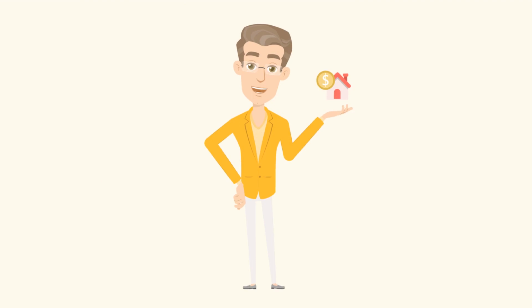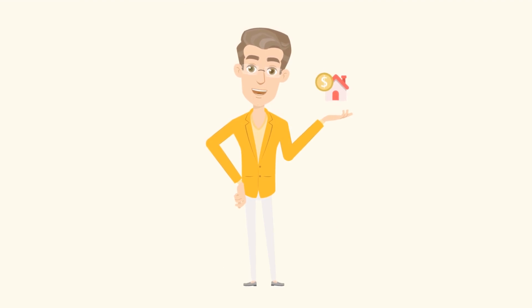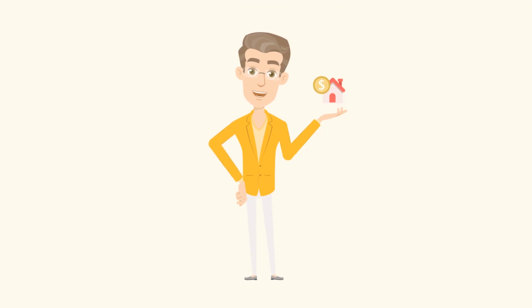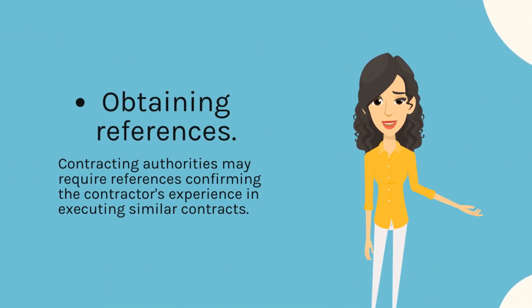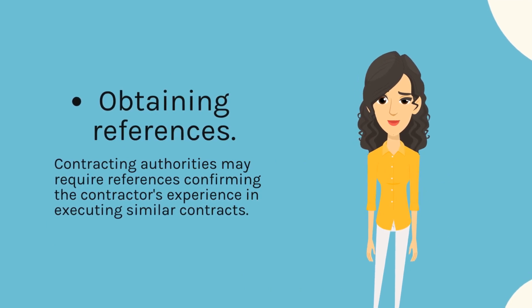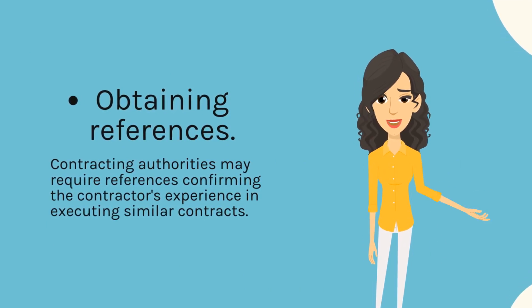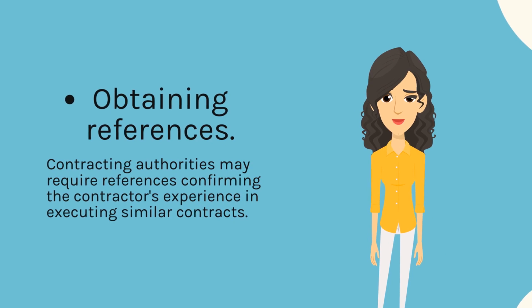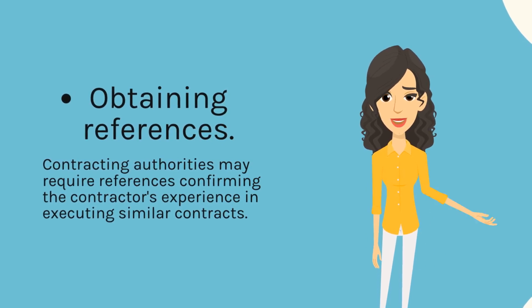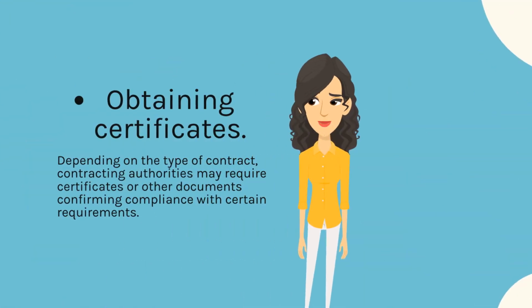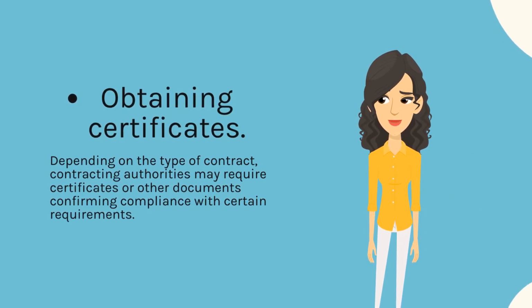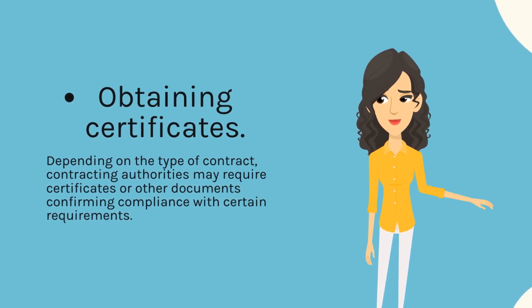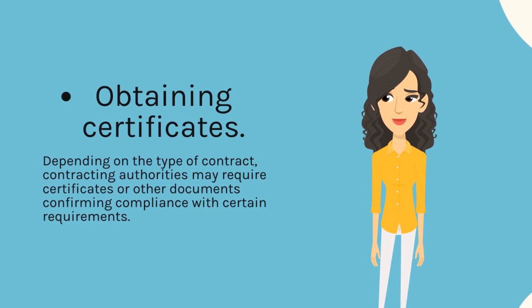The amount of the deposit is specified in the contract notice and can range from a few to several tens of % of the contract value. Obtaining references. Contracting authorities may require references confirming the contractor's experience in executing similar contracts. Obtaining certificates. Depending on the type of contract, contracting authorities may require certificates or other documents confirming compliance with certain requirements.